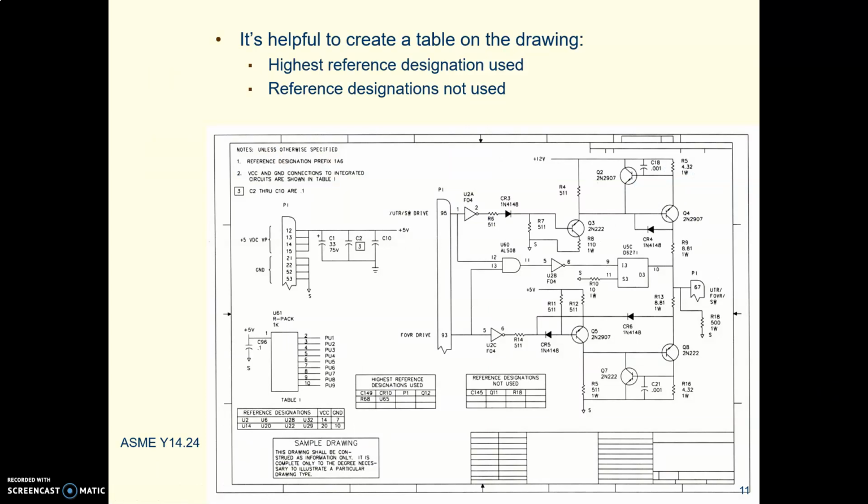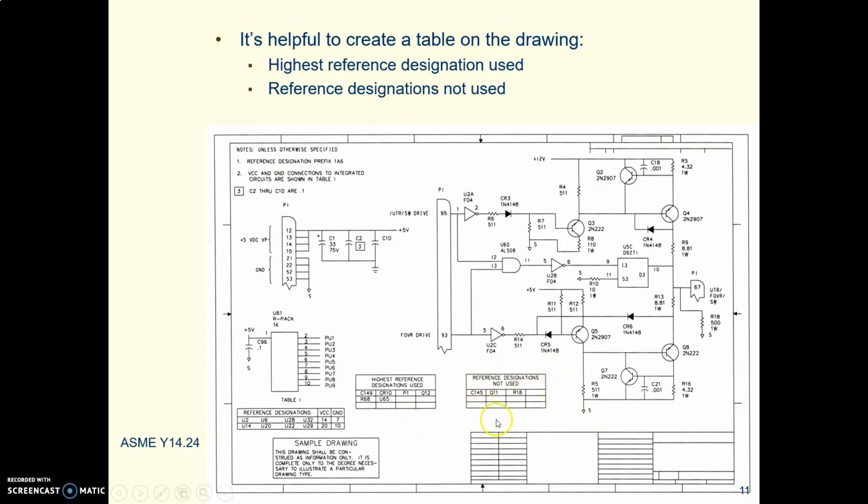This drawing is out of the ASME standard that's called Types of Drawings, and what they're showing you here is that it's useful to put tables on your drawing to help your reader, showing, first of all, here's the highest reference number you used. So when they get to this last number, they don't spend a bunch of time looking around for something that's not there.